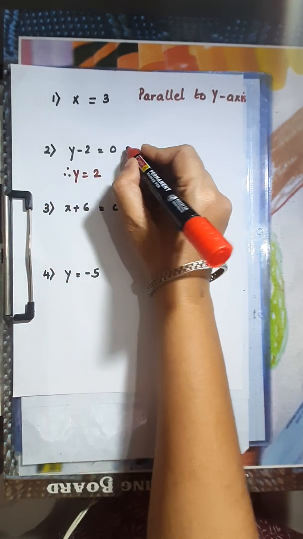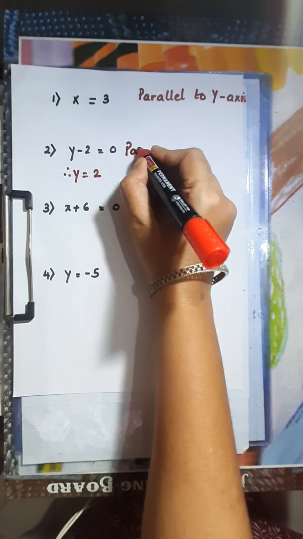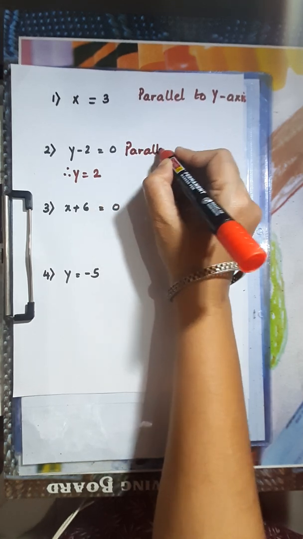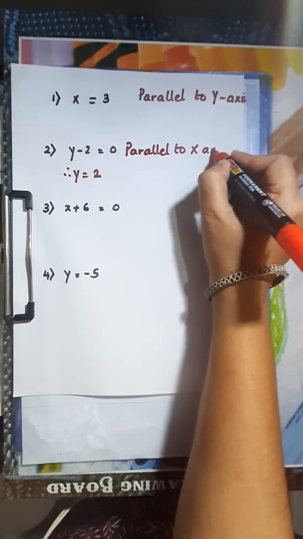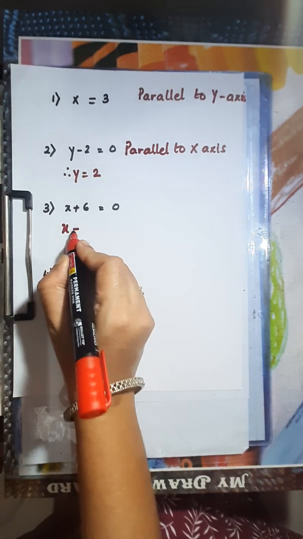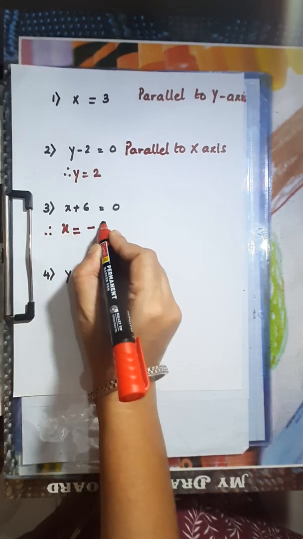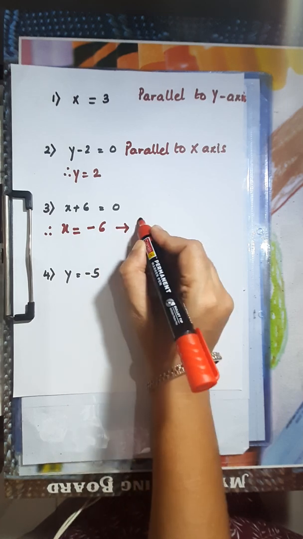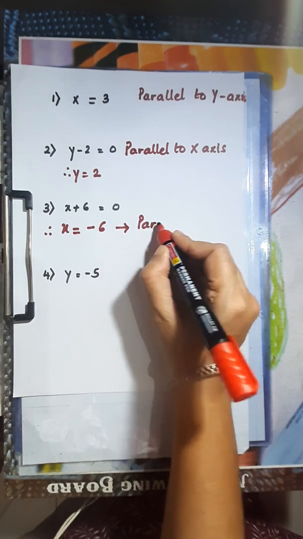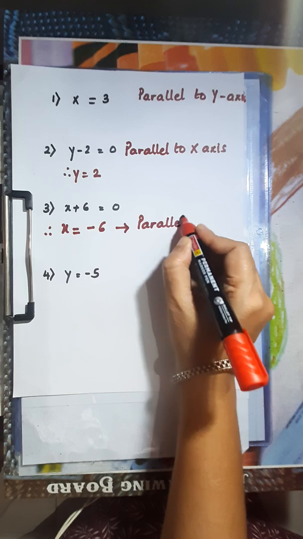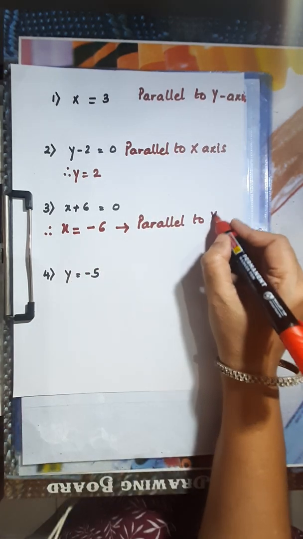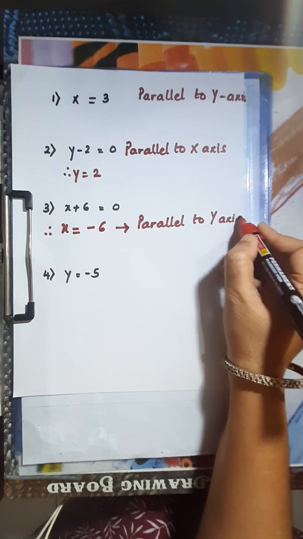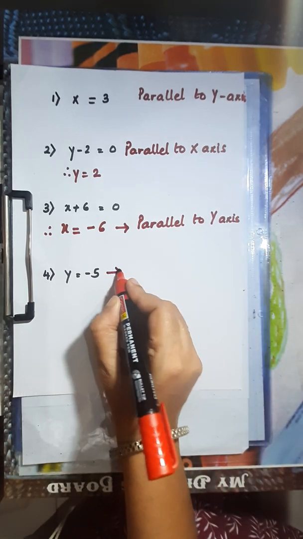So because it's cutting the y-axis, it is parallel to the x-axis. Is that clear? Now x plus 6 is equal to 0, therefore x is equal to -6. So parallel to x means y-axis. Now y is equal to -5.